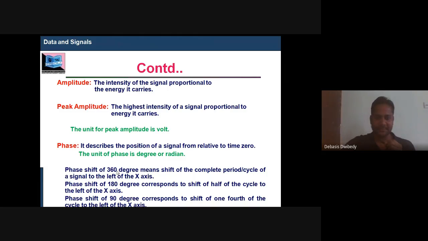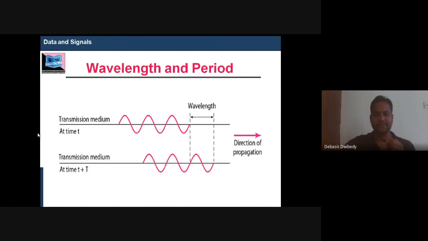Phase shift of 360 degree means shift of the complete period or cycle of a signal to the left of the x-axis. Phase shift of 180 degree corresponds to shift of half of the cycle to the left of the x-axis. We will discuss through an example, you will understand.